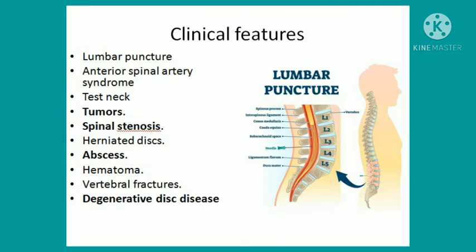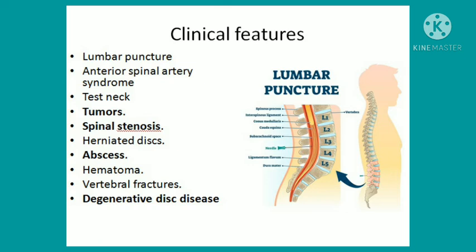Finally, the clinical significance. First, the lumbar puncture. The lumbar puncture is done to withdraw cerebrospinal fluid for various diagnostic and therapeutic purposes. The puncture should be done well below the termination of the spinal cord, that is, the lower border of L1. The most preferred site for the lumbar puncture is the interspinous space between the L3 and L4 vertebrae.